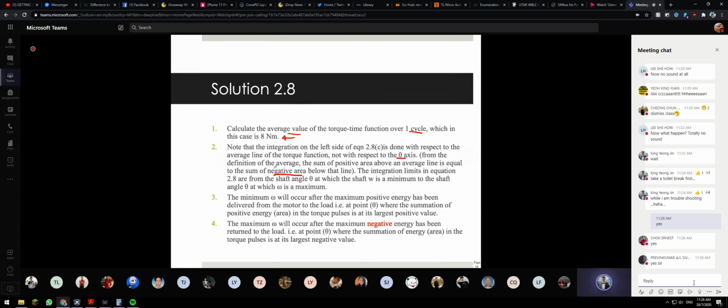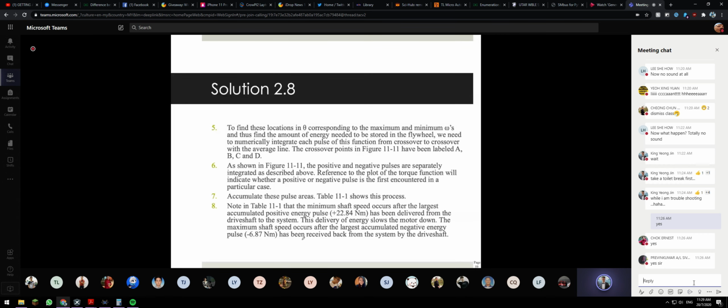So the minimum omega will occur after the maximum positive energy has been delivered from the motor to the load at point theta, where the summation of positive energy in the top pulses is at its largest positive value. The maximum omega will occur after the maximum negative energy has been returned to the load, right? This is mentioning the rotating flywheels. So at the point where the summation of energy in the top pulse is at its largest negative value.